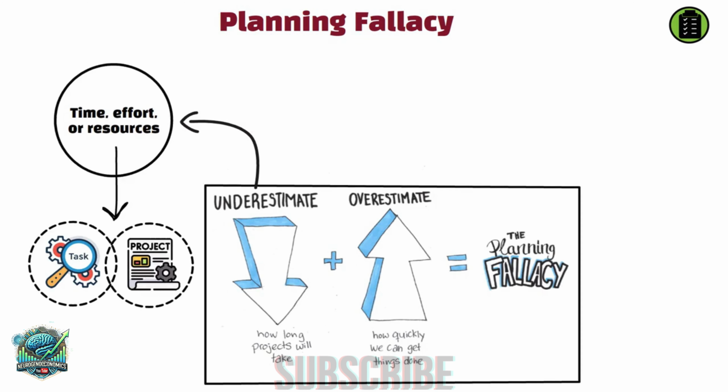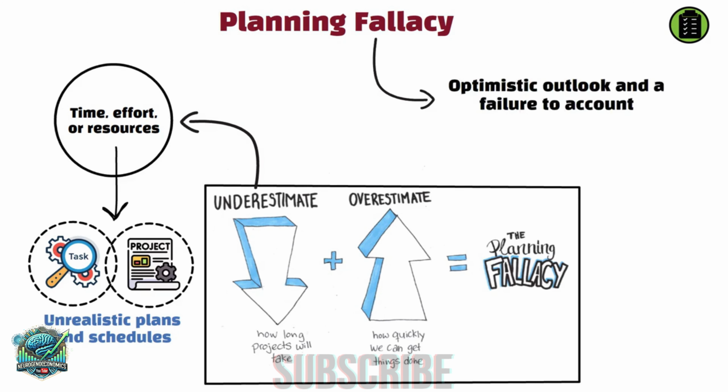Planning fallacy. The planning fallacy is the tendency to underestimate the time, effort, or resources required to complete a task or project, often leading to unrealistic plans and schedules. This bias stems from an optimistic outlook and a failure to account for potential obstacles or setbacks.